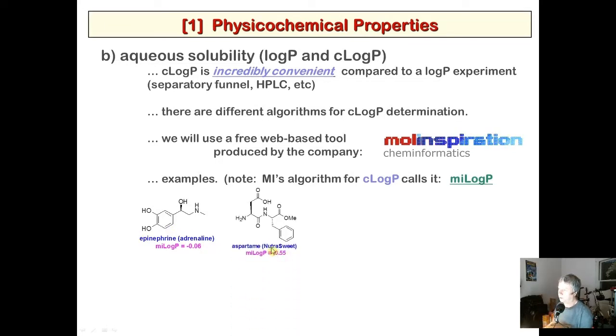Another molecule, aspartame. This is NutraSweet. It's a dipeptide with phenylalanine methyl ester and an aspartic acid. We use it as a sweetening agent, so we don't need this really as a drug. If it touches your tongue, it has a sweet effect, but we're not really using it as a drug. It also has a very, very low C log P, or as they call it, Mi log P.